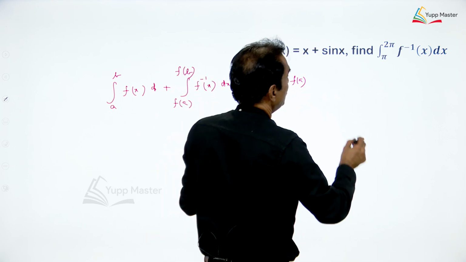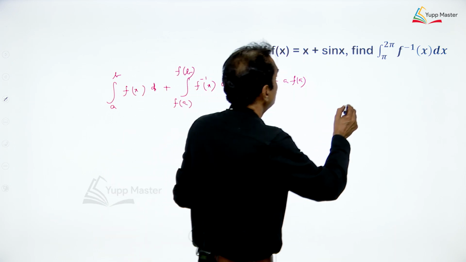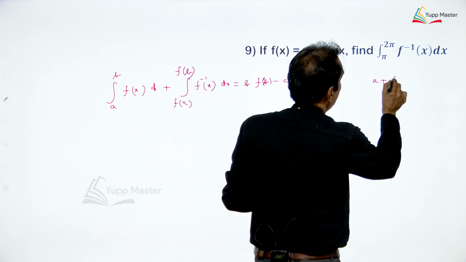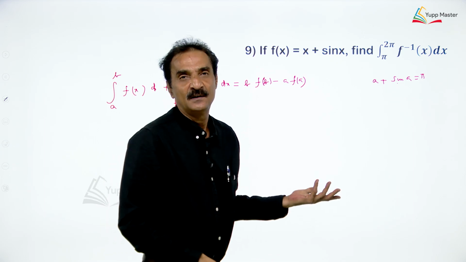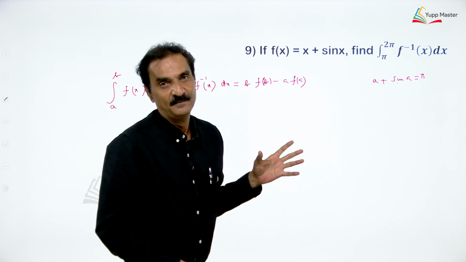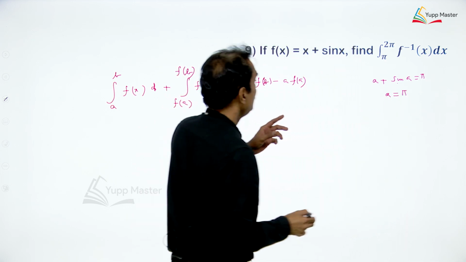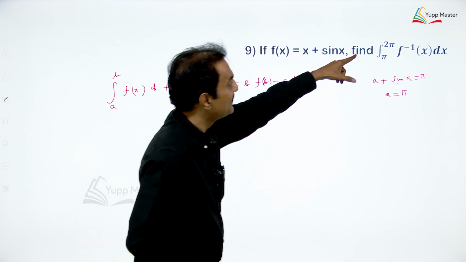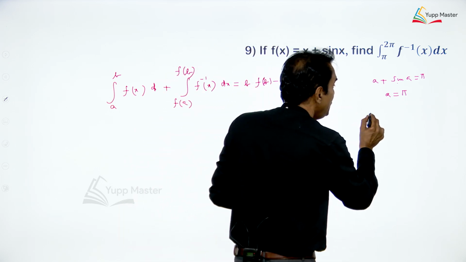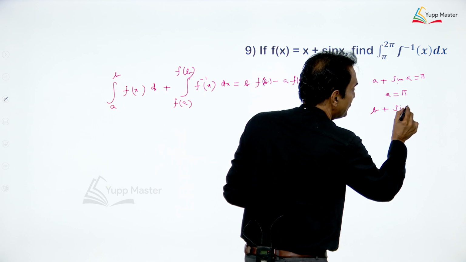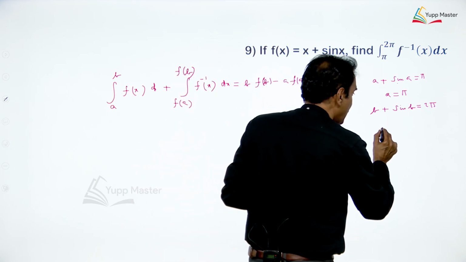So, if you take f of a as pi, f of a is a plus sin a is equal to pi. Then what is the value of a? Easily you can tell that a is pi. And if you take this upper limit 2 pi as f of b, f of b is b plus sin b is equal to 2 pi, then what is the value of b? B will be 2 pi.